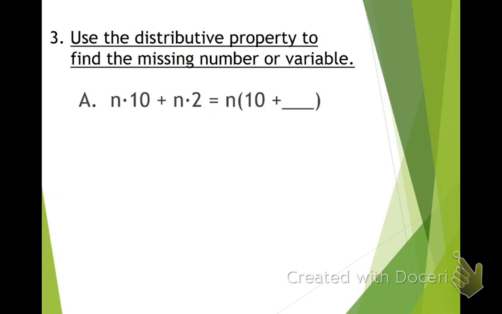Number 3, use the distributive property to find the missing number or variable. So here we've written out everything that we've been going over. n times 10 plus n times 2 is the same thing as n times 10 plus... 2. Thank you, all one of you, for knowing that answer. Okay, does that make sense? Yes. Let's figure this out. Katie got it, so good job, Katie. But let's think about the letter that these two had in common. It was what? n, okay?